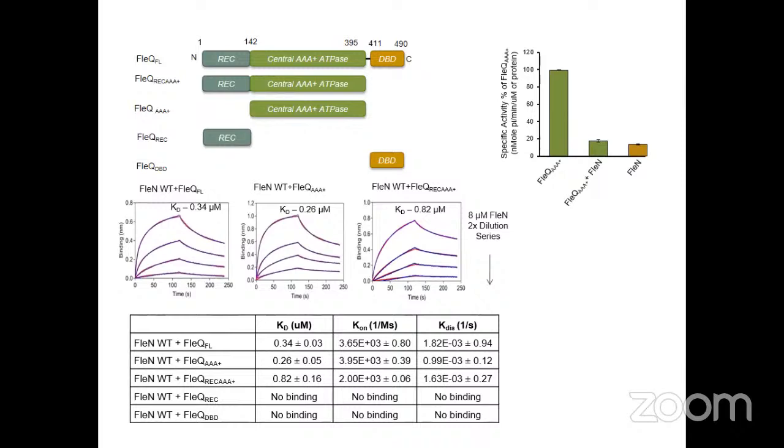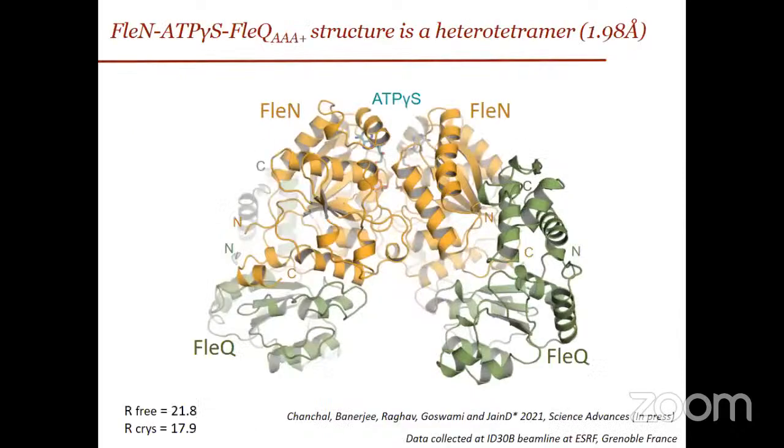So next, we being crystallographers, we crystallized this complex of the protein, and we see that it forms a heterotetrameric complex, which means, again, FLEN was in the dimeric form. This is shown in yellow. This is one monomer of FLEN, second monomer of FLEN. FLEN is bound to ATP. So this supports our previous hypothesis that FLEQ can interact with FLEN only when FLEN is a dimer.